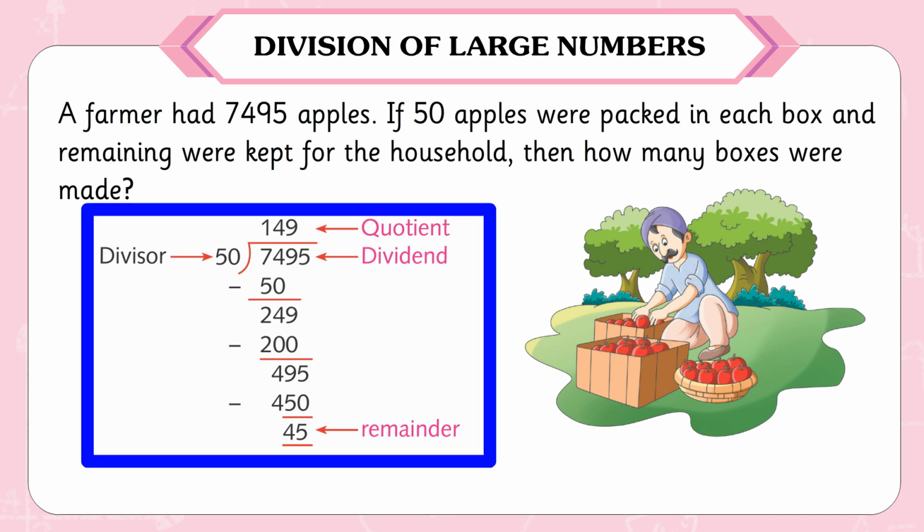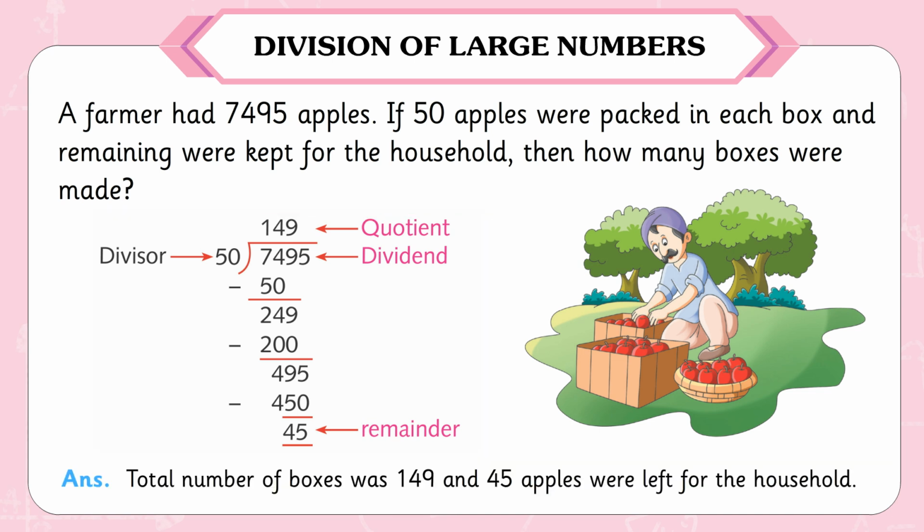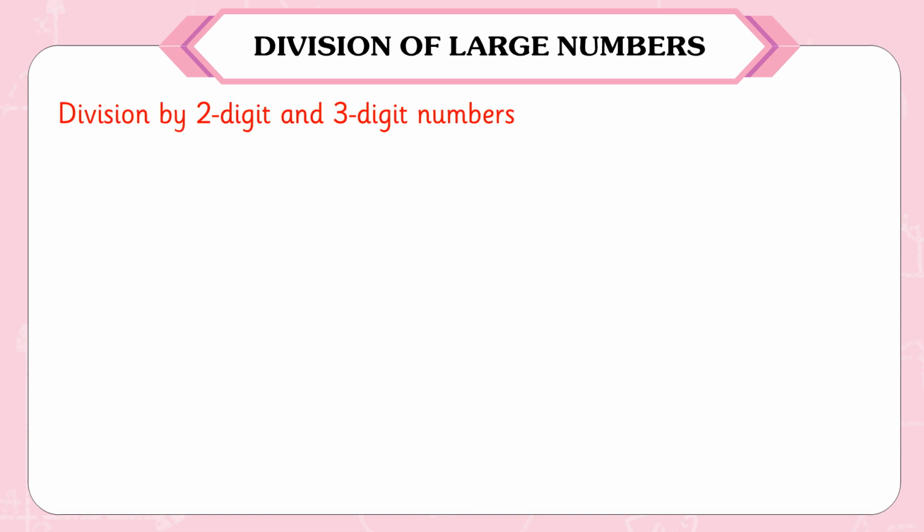495 minus 450, 45 remainder. Answer. Total number of boxes was 149 and 45 apples were left for the household. Division by 2-digit and 3-digit numbers.